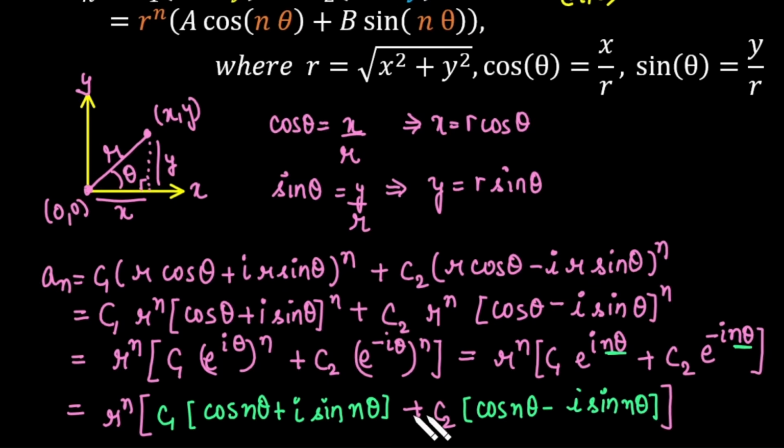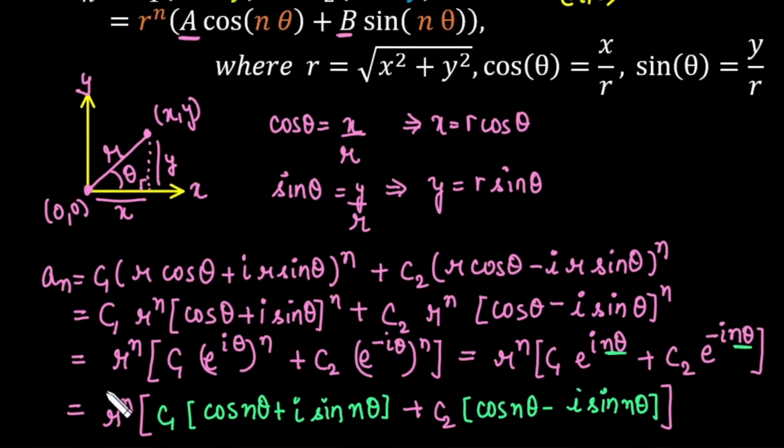Now simply collect the coefficient of cos n theta. So you will get C1 plus C2. That is a new constant that is mentioned here as A. Coefficient of sin n theta, that is iota times C1, and here negative iota times C2. That is another constant. Let it be B. And the rest of the things are as it is.